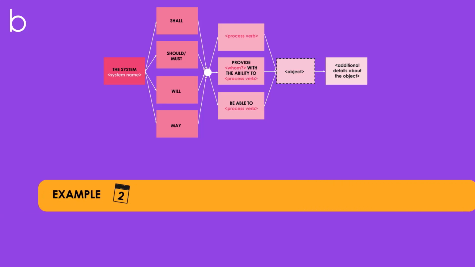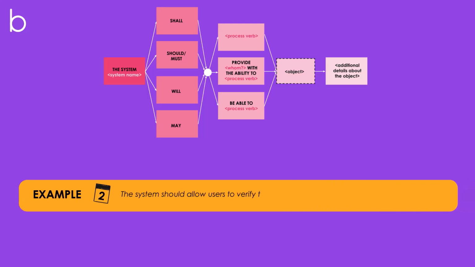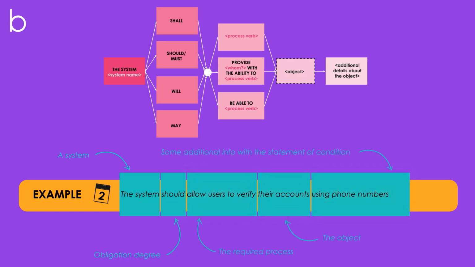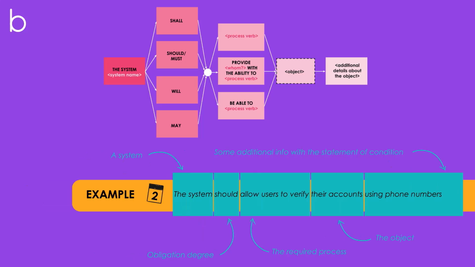The second one is, the system should allow users to verify their accounts using phone numbers. This example is specified according to the provided template. It contains the system, obligation degree presented with the word should, the required verification process, and conditions. Compared with the first one, we are using should instead of must, which means a strong desire for compliance, but is not mandatory. Let's look at one more example.